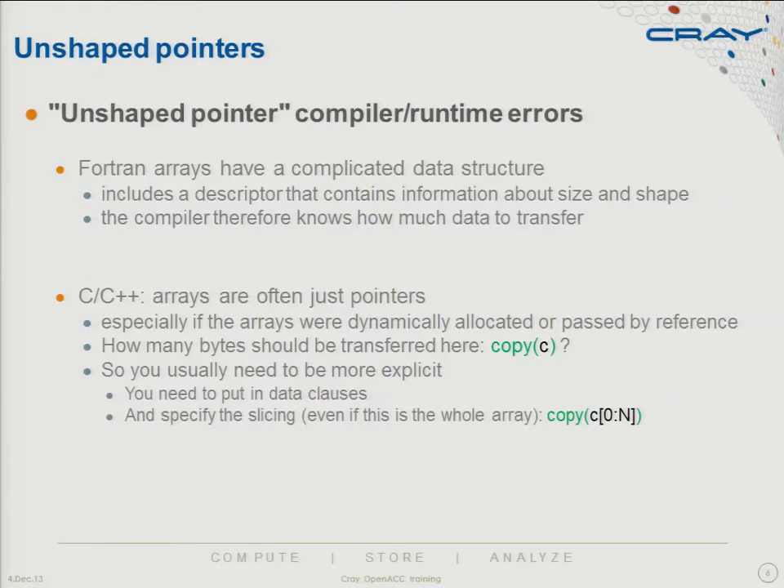It doesn't know. So in C and C++, if you're using dynamically allocated arrays or arrays passed by reference, you will often need to specify the data movements explicitly, and you will need to specify the slice, even if it's the whole array, just because the compiler's got no other way of knowing how much data you plan to move. In Fortran, it's different, because an array is not just a pointer. It's actually this array descriptor, which contains all sorts of information about the shape of the array and the size of the array. And so the compiler can hook into that information to work this out for itself. But in C, you often have to be explicit. So if you hit these errors, that's what you need to do.